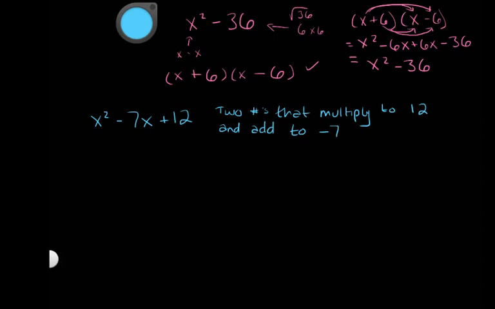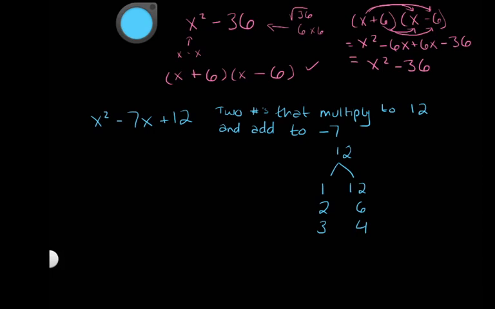So what numbers would multiply to give us 12? Let's think. Well, 1 and 12, and 2 and 6, and 3 and 4.